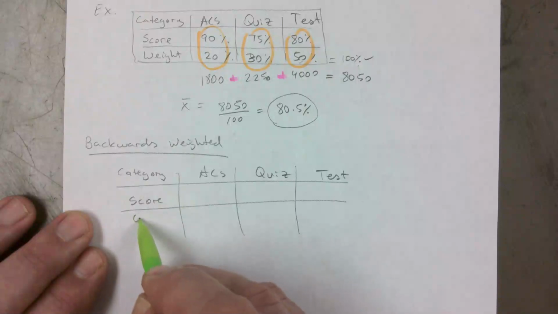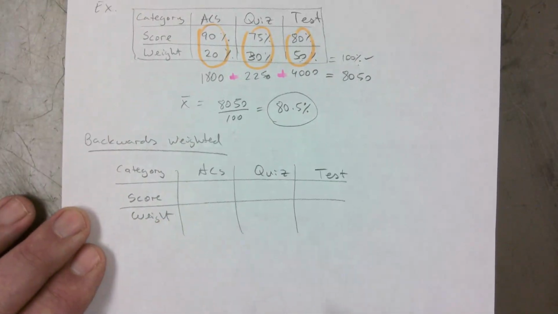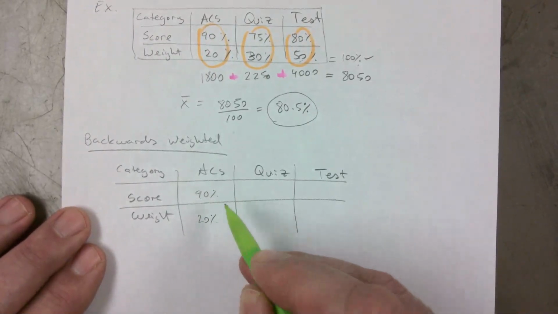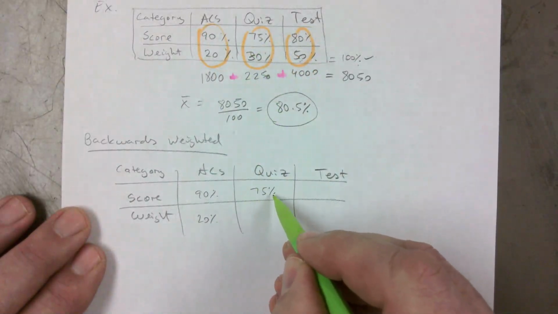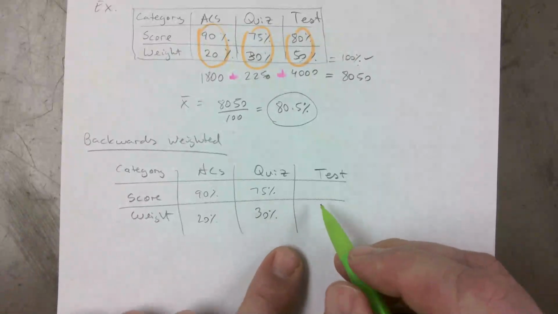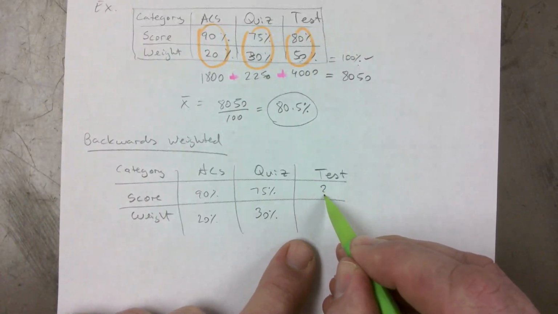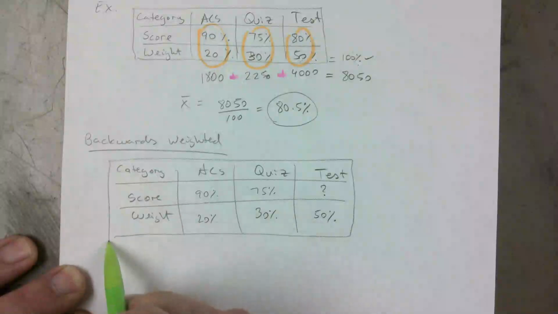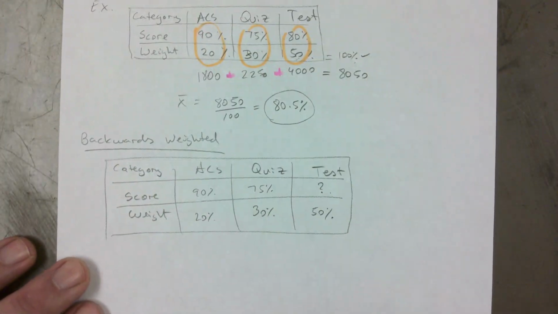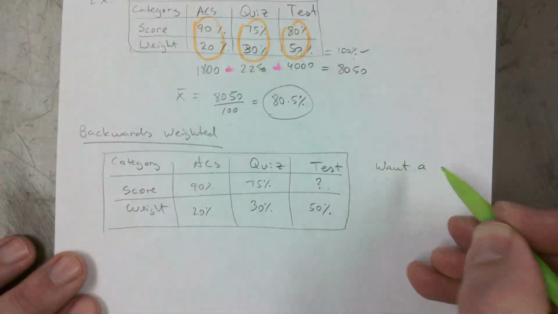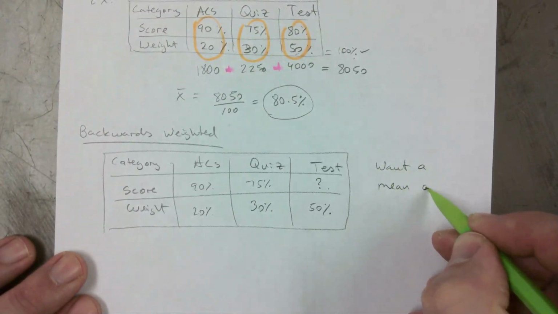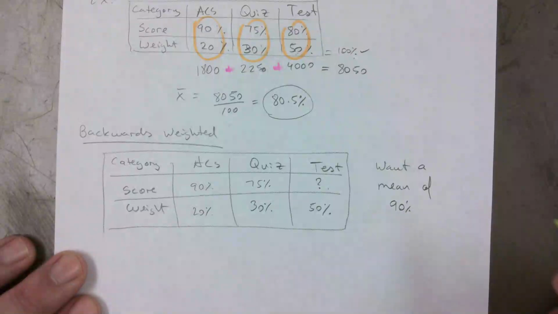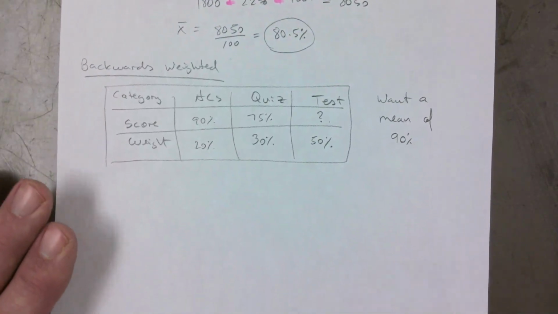And we'll score weight. Let's say you know that the ACs are 90 and 20, and we're going to copy this one. But we're wondering, what do we need to score on the test, which is worth 50% in terms of its weight? We want a mean of, let's say, 90% overall. How do we get that?